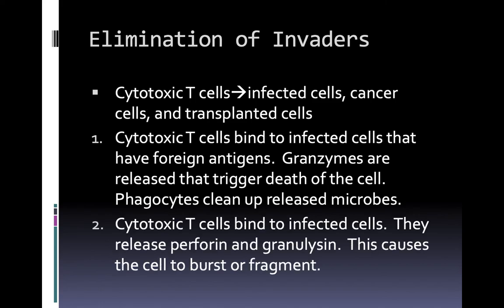A second way that T cells kill infected cells is they release two things called perforins and granulysins. And literally, perforin is a form of the word perforate. Now, I don't know if you know what the word perforate means, but it means to punch holes in something. So literally, these chemicals punch holes in the infected cells. It disrupts the homeostasis of the cell, and it kills the cell. The other chemical, granulysin, causes the cell to burst or to fragment, and that would kill the cell also. And the phagocytes would be there to clean up the mess after that also.